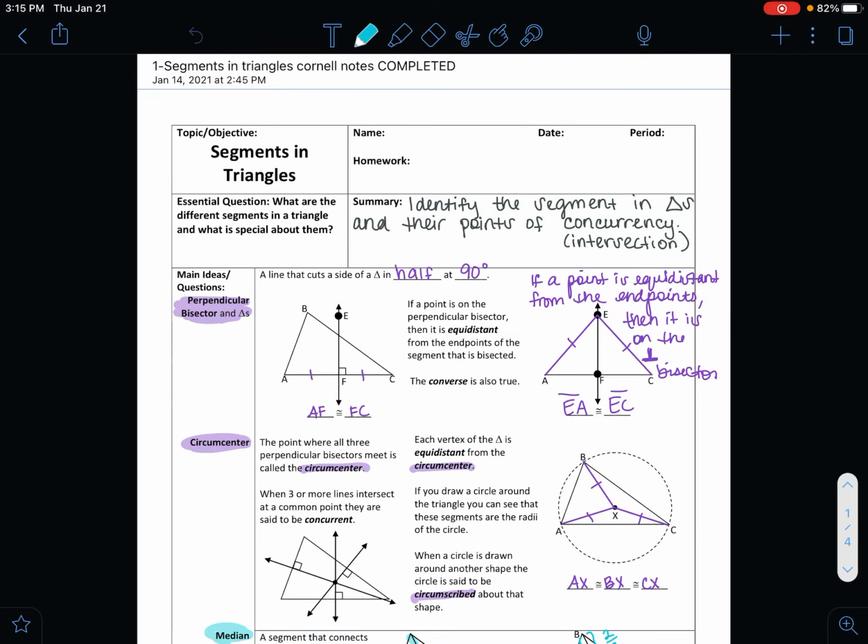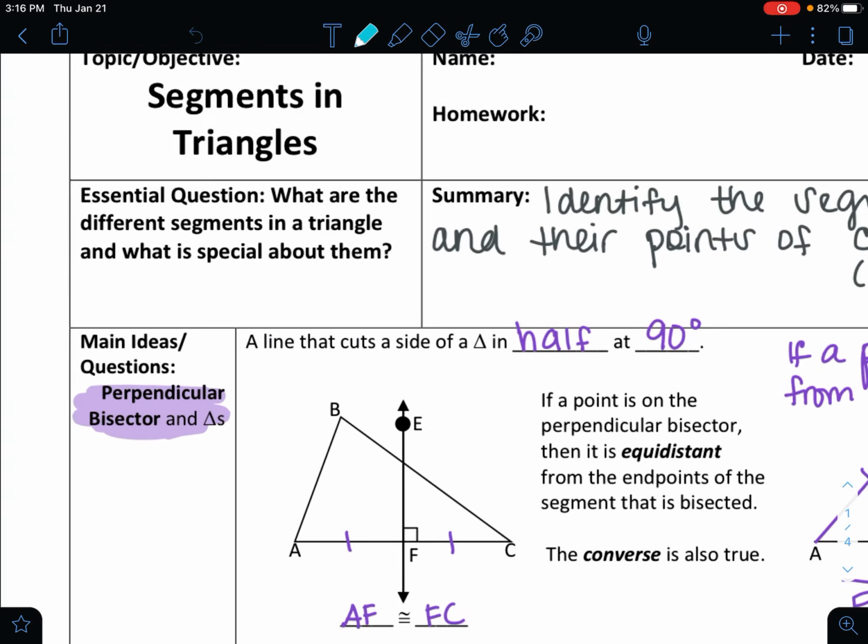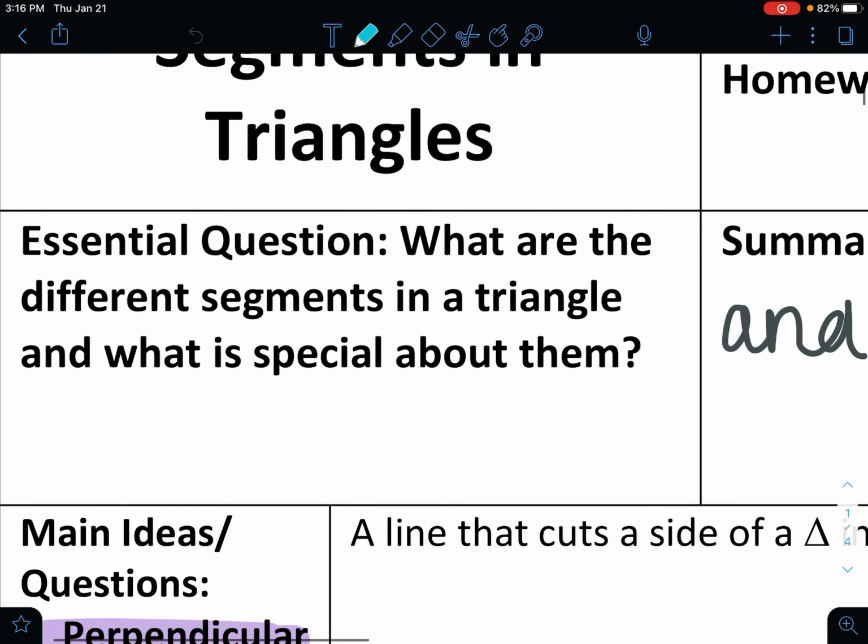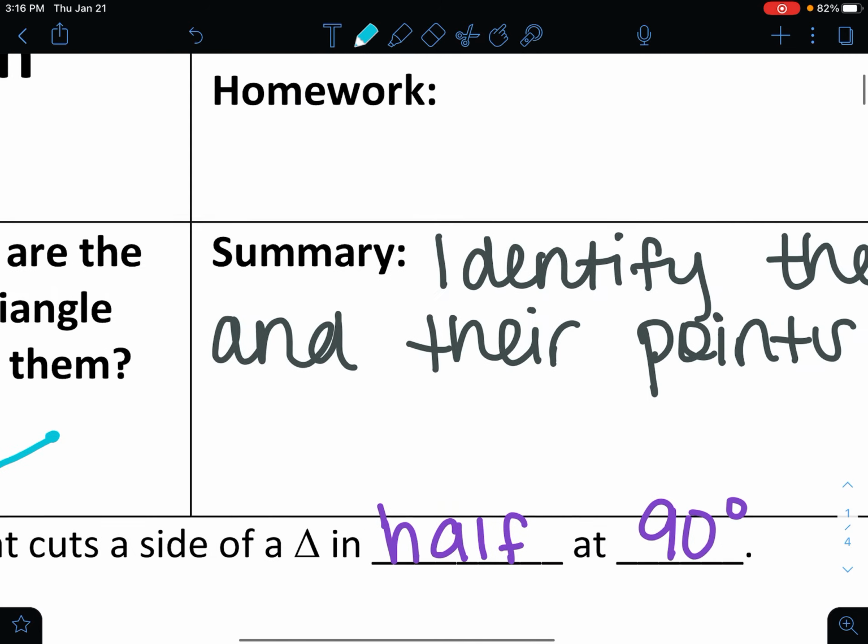Next unit, segments in triangles. So the essential question: what are the different segments in a triangle and what is special about them? Just to remind you, don't forget a line goes on eternally in both directions, a ray goes eternally in one direction, and a segment, or a line segment, has two endpoints. So that's just to remind you of what a segment is.